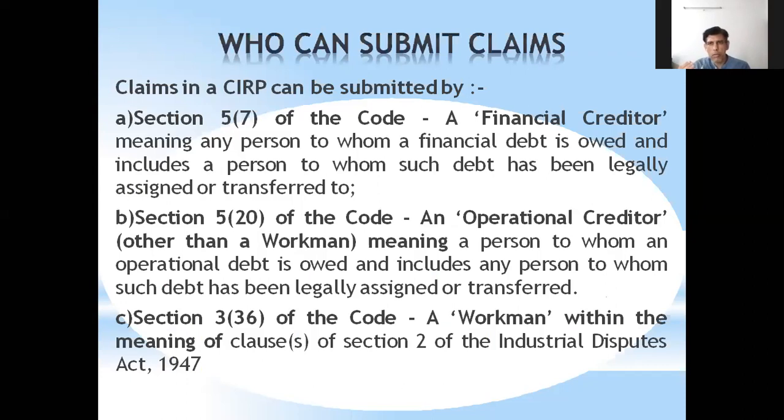So, to give an example, it's the person who supplies material or services. It can be an individual, partnership, company or any other person. Even the government. And the government is classified under operational creditor, remember. So they have to file a claim as per the law.